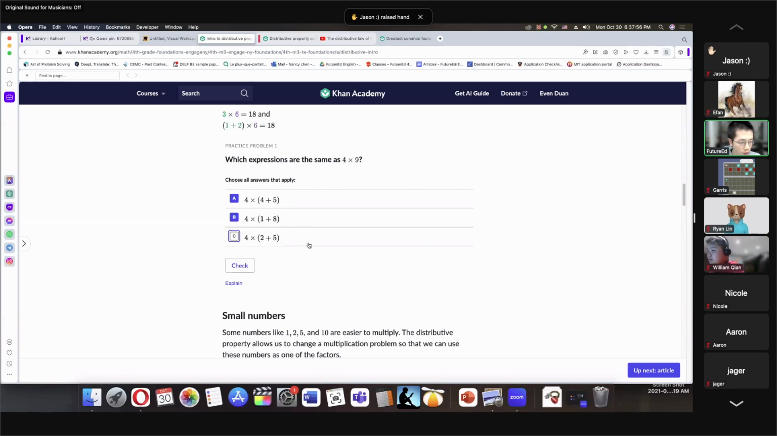What about C? Is C also the answer? 4 times parentheses 2 plus 5 closing parentheses? No. No, why not? 5 plus 2 is 7. And 4 times 9 is not the same as 4 times 7. Let's say I wanted to keep the 2, okay? What would you have to change the 5 into so that the expression is the same? 7. Exactly. So I'd have to change the 5 into a 7 because 4 times 2 plus 7 is equal to 4 times 9, right?